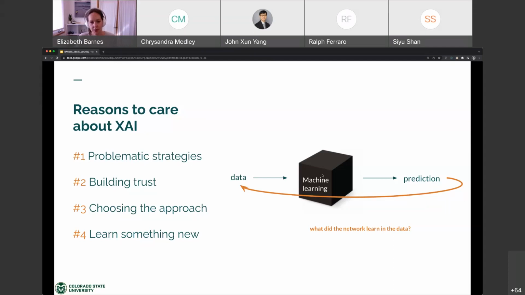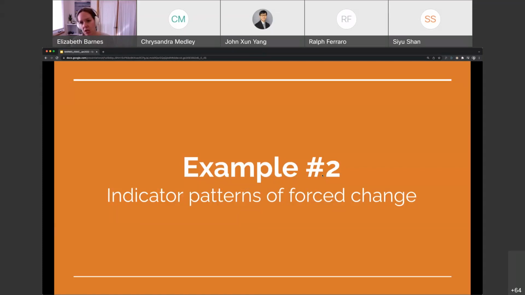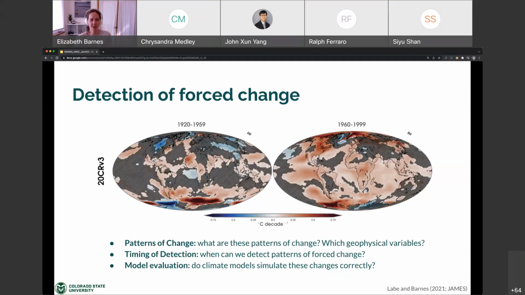Example number two is indicator patterns of forced change. Anthropogenic climate change is one of the leading forced changes we have going on. When you think about forced change, here I have on the left and the right two different maps of trends in temperature over different decades, just showing that indeed the globe is warming in observations. When we talk about this forced change, what do we really mean? Well, there are a few factors going on. One is the patterns of change. What are these patterns? In what variables do we see it? This is showing temperature, but there are many other physical variables that we may care about also showing changes with different patterns and amplitudes across the globe.